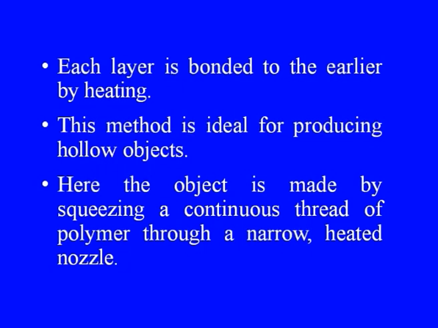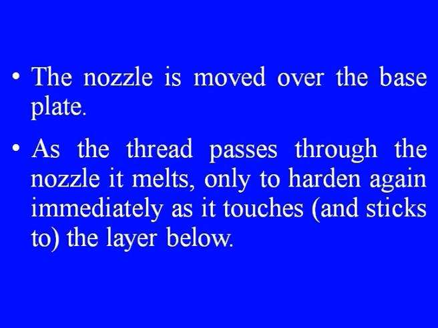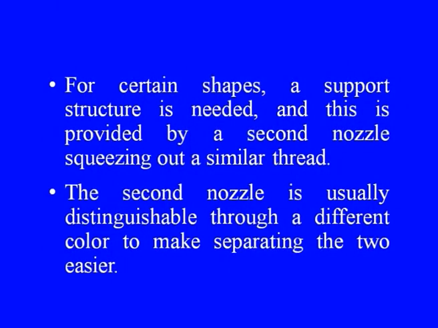Here, the object is made by squeezing a continuous thread of polymer through a narrow heated nozzle. The nozzle is moved over the base plate. As the thread passes through the nozzle, it melts, only to harden again immediately as it touches the layer below. For certain shapes, a support structure is needed, and this is provided by a second nozzle squeezing out a similar thread. The second nozzle is usually distinguishable through a different color to make separating the two easier. This we have seen in the previous figure.